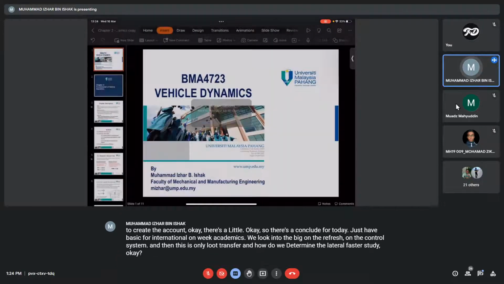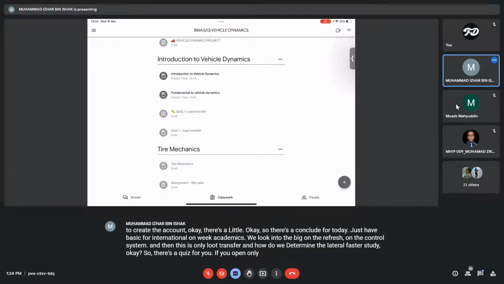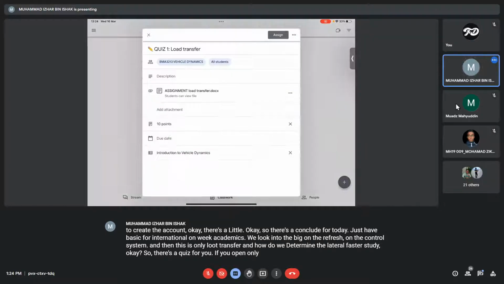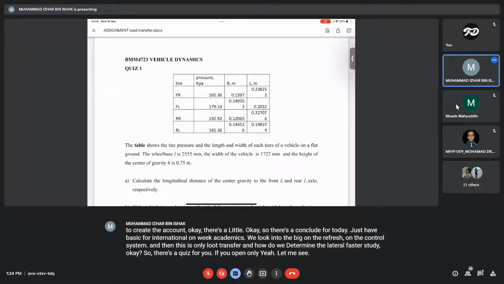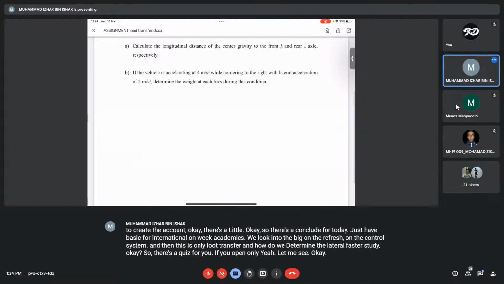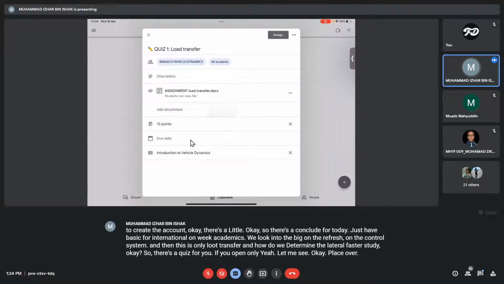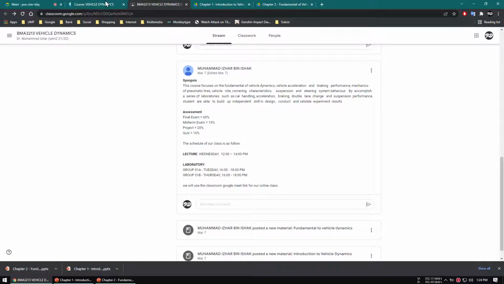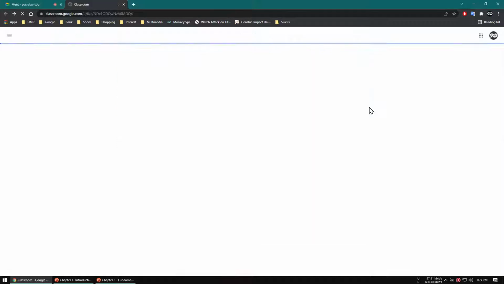Okay, so there's a quiz for you if you open on the ada dua quiz lah. Ada dua quiz. Okay, jap, let me see. Okay, boleh cuba. Sebenarnya, there's a difference between the two. Safe drive. Oh, ni accessible. Okay, dah ada, now ada set.